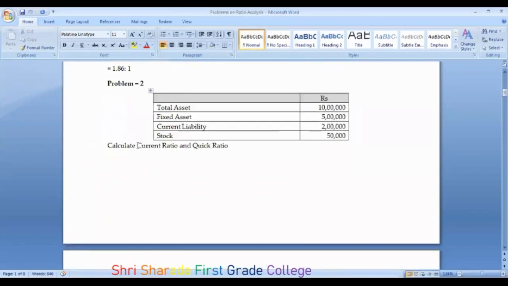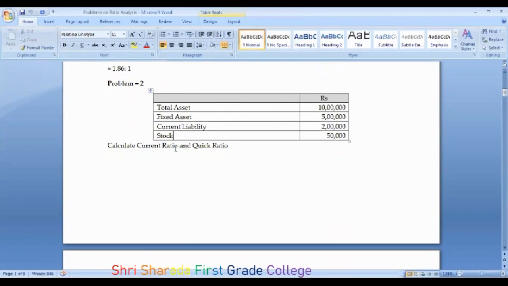So here they've asked you to calculate the current ratio along with the quick ratio. The same problem. Current ratio includes all the current assets and all the current liability. Quick ratio includes all the current assets except the stock and the prepaid expenses, but it includes all the current liability. So here there is information: total assets is given, fixed assets is given, current liability is given, stock is given.